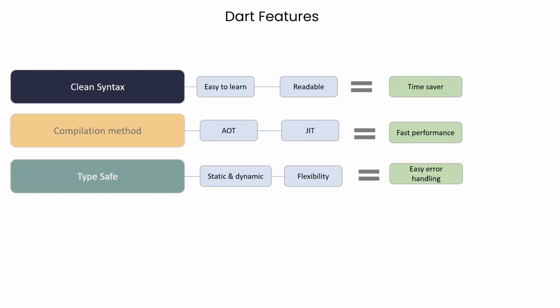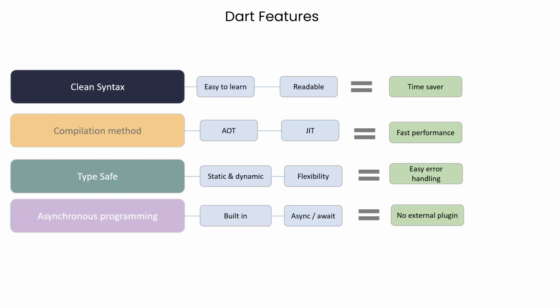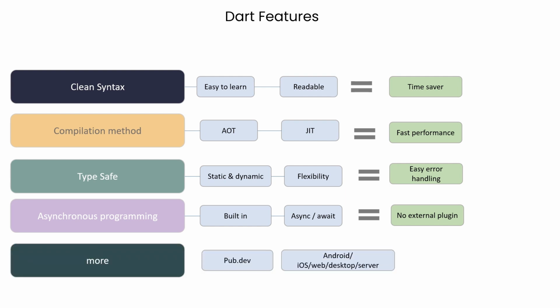Strong typing. Dart offers both static and dynamic typing, providing flexibility and helping catch potential errors early. Asynchronous programming. Dart's built-in async await features simplify asynchronous tasks. Rich standard library. Dart comes with a comprehensive set of tools and functions out of the box. Cross-platform development. You can build applications for web, mobile, and desktop with Dart. We'll explore these features in depth in our upcoming videos.